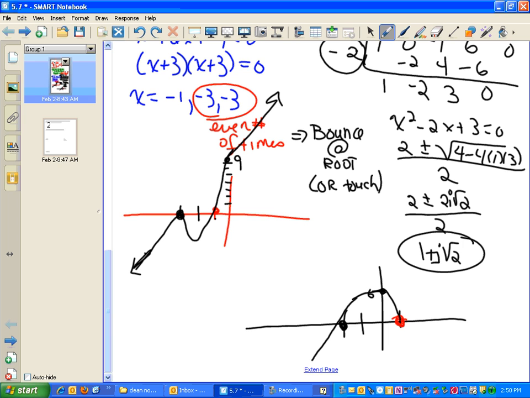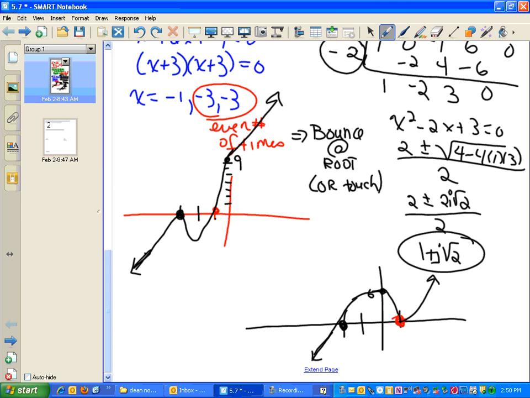Now, what am I going to do at this point? Go up or down? We have no other zeros to graph. And so our tail ends up in the first quadrant where we said it was supposed to end up. Would you agree? Okay, yes.